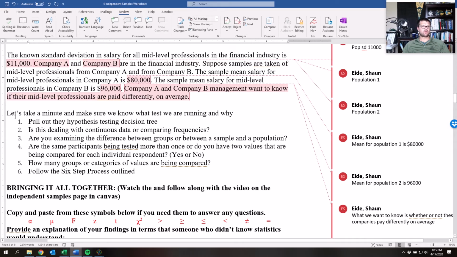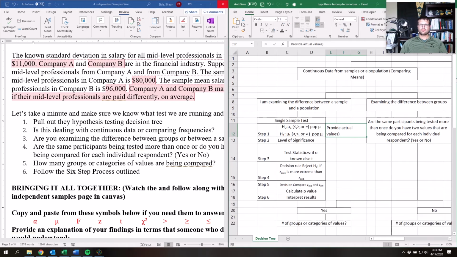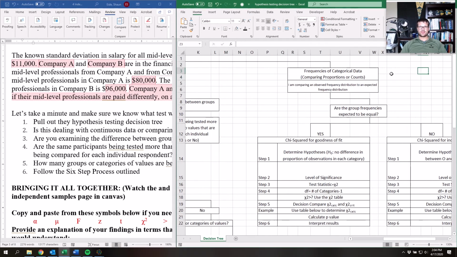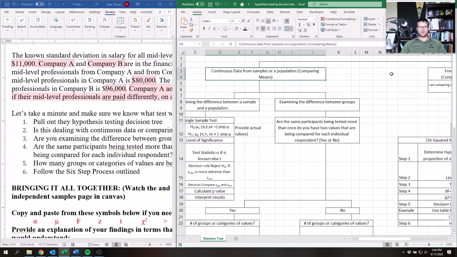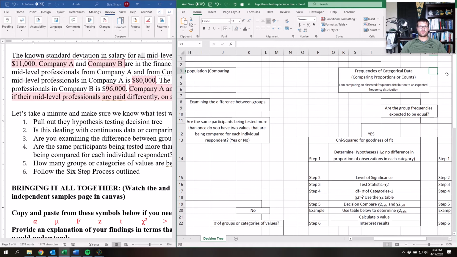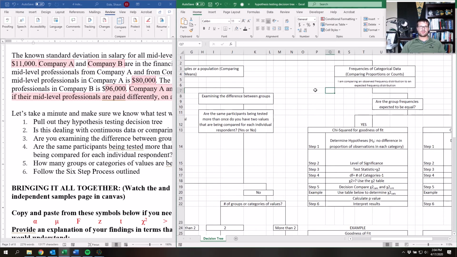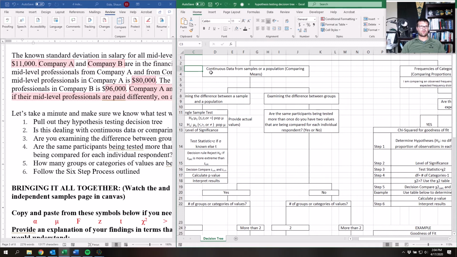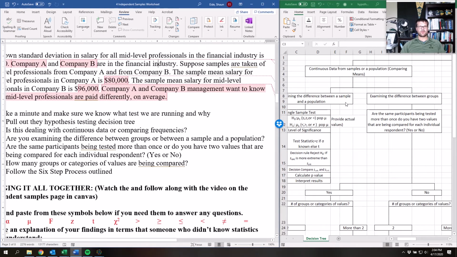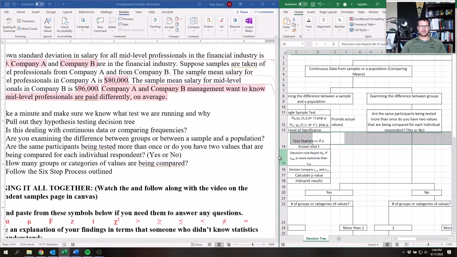Let's take a minute and make sure we know what test we're running and why. So what you need to do is pull out the hypothesis testing decision tree. Okay, so at the very top, you've got two questions. Are you dealing with frequencies, or this right here is continuous data from samples or a population, and then this over here is dealing with frequencies. And so we know that we are dealing with continuous data because we've got company A and company B with the mean salaries for two different companies. So that's continuous data, and we're looking at their means.